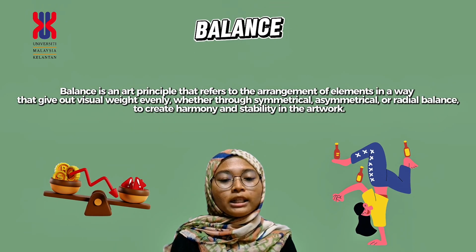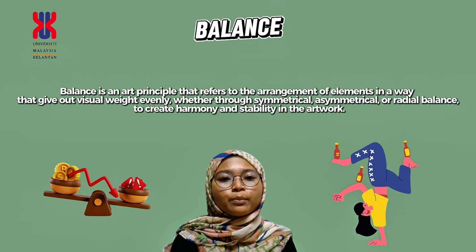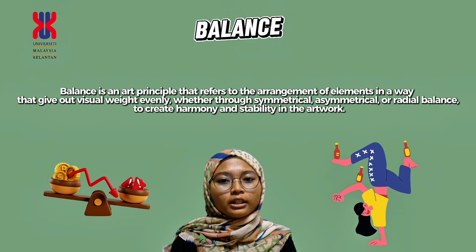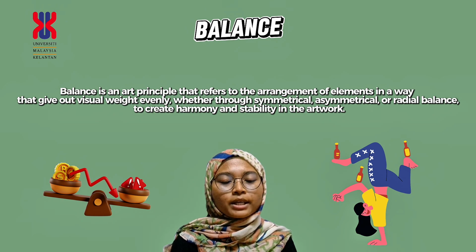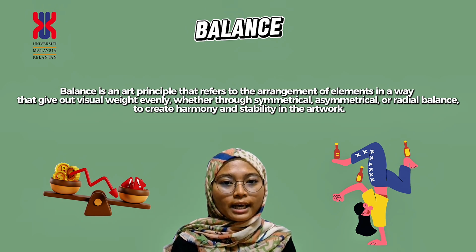The first principle is balance. Balance means arranging the elements so that visual weight is spread evenly. There are 3 types of balance. The first one is symmetrical balance, where both sides look the same or very similar. The second one is asymmetrical balance. The sides look different but still feel balanced. The third, radial balance. Elements are arranged in a circle around a central point. Balance makes the artwork look stable and organized.